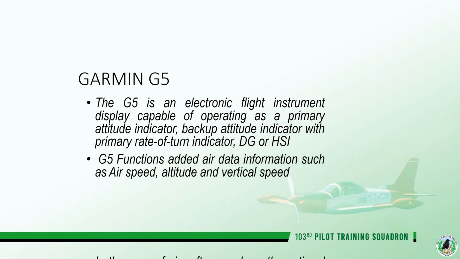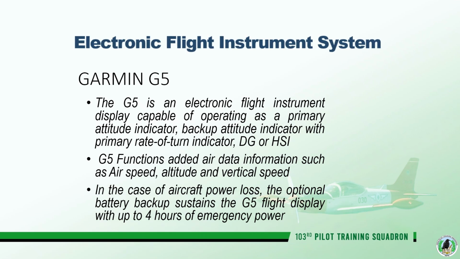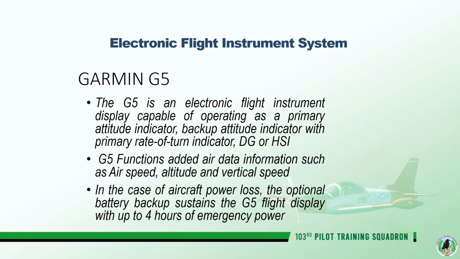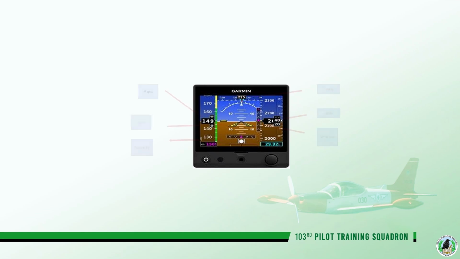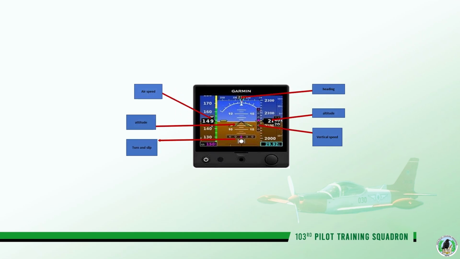In the event of a power loss, an optional battery backup can sustain the G5 flight display for up to 4 hours, ensuring continued critical information. This image displays the Garmin G5 electronic flight instrument.